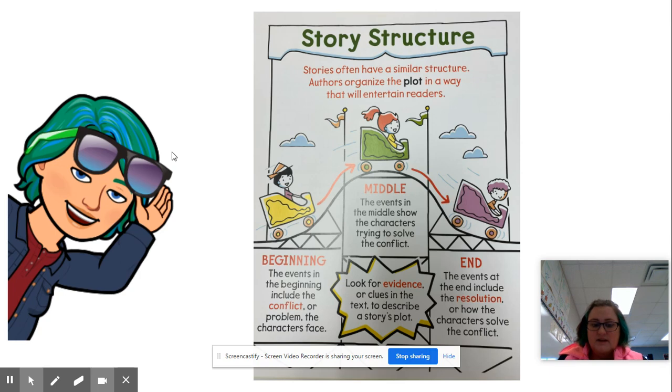In the beginning, we learn things in the book about the conflict or the problem that the characters face, and we are introduced to who the characters are and the setting, that kind of thing. In the middle, the events show the characters trying to solve that conflict. And the events at the end include the resolution or how the characters solve the conflict. So when we're reading, we look for evidence or clues in the text that describes a story's plot.